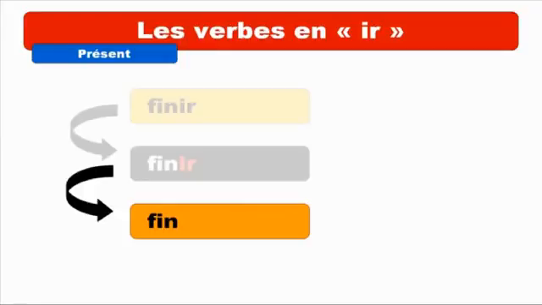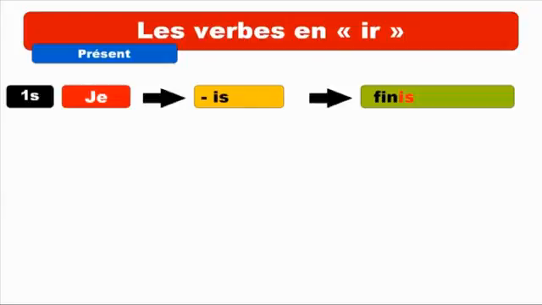And so you just take this ending away, and the idea is that you will get this "fin". So that's the first part, and you will combine it with the endings that we will see right now to get the form. So for the first person of the singular, so je, the ending is "is". So for our example with finir, you combine the first part that we get, "fin", and then you add this ending, "is", and you will get the form je finis.